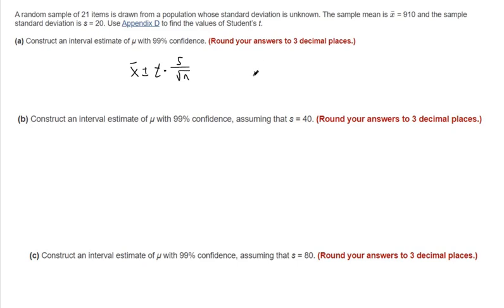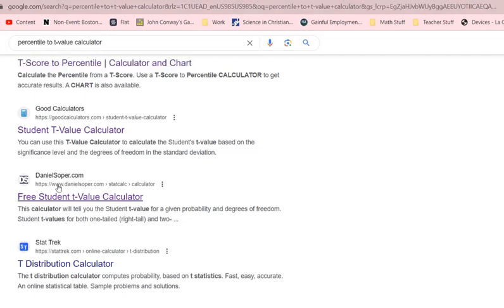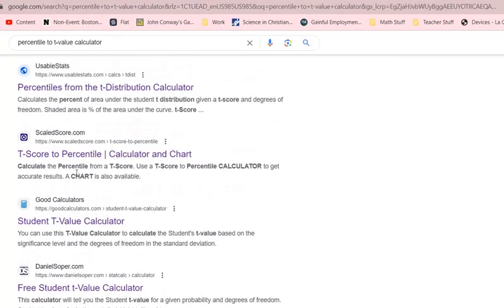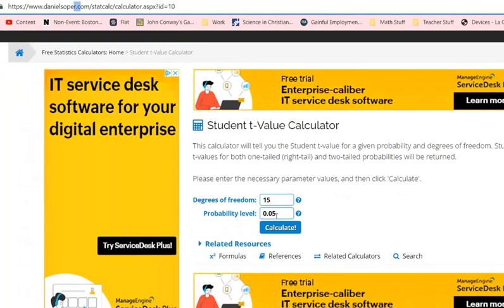So the mean is 910. The t-value, so I'll help you look this up. I Google searched percentile to t-value calculator, and danielsoper.com is actually the first one that does what I want. These other ones go in reverse. This is what you want. You want to have some sort of probability level that you can type in, and a degrees of freedom. And I'll show you how it works.